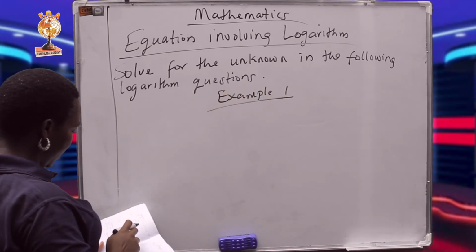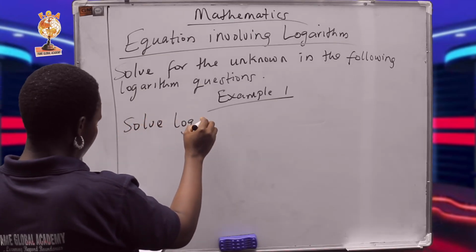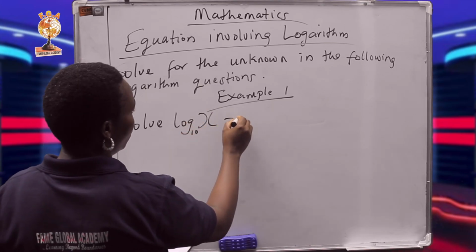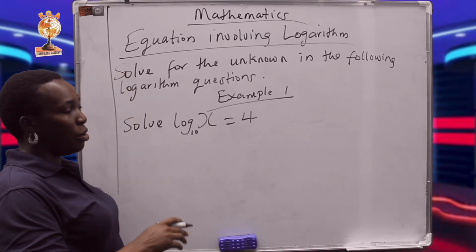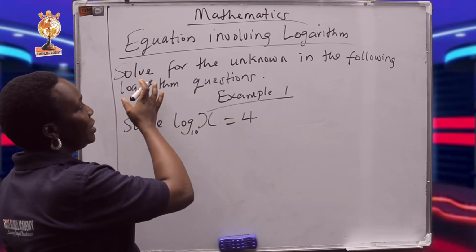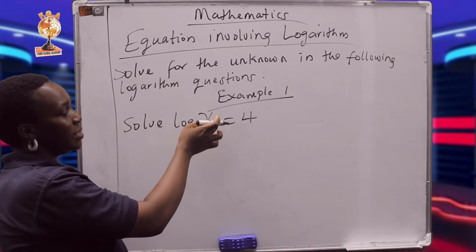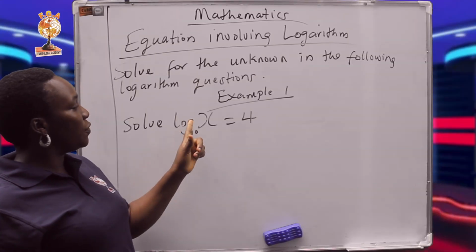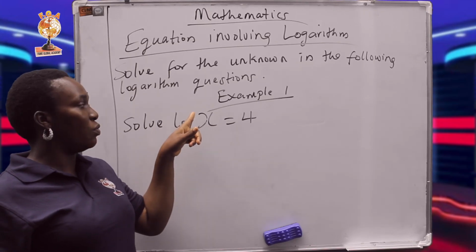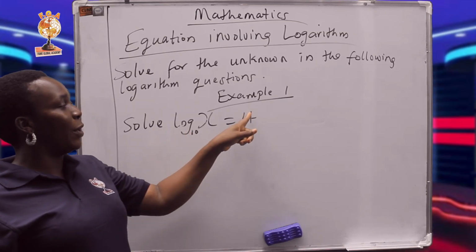Example one says solve log x base 10 is equal to 4. Just like we say solve for the unknown, the unknown here is x. So we are going to look for x. So x will be equal to what? 10 raised to the power of 4.